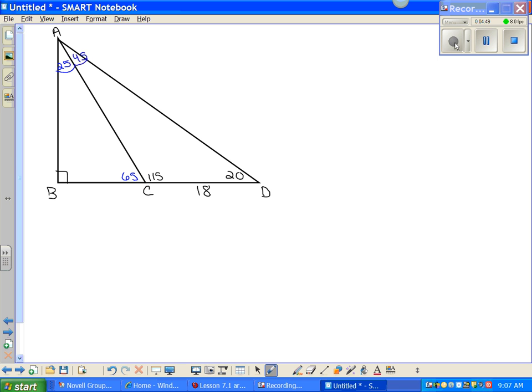Okay, so you got all your missing angles, right? I also made note that CD was 18. That was given in the problem, correct? What is it that we're looking for? AB. Let's call it X.